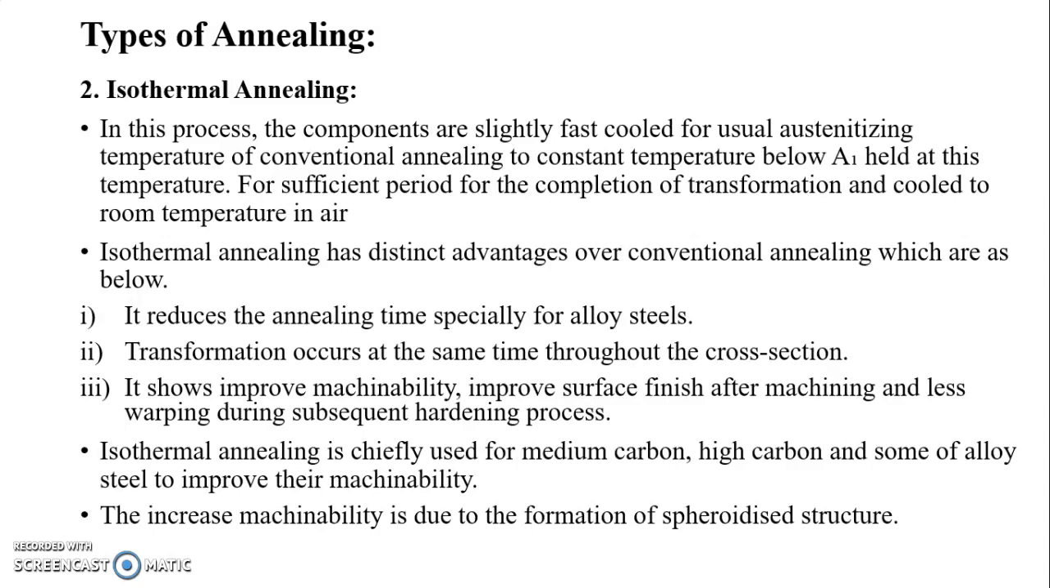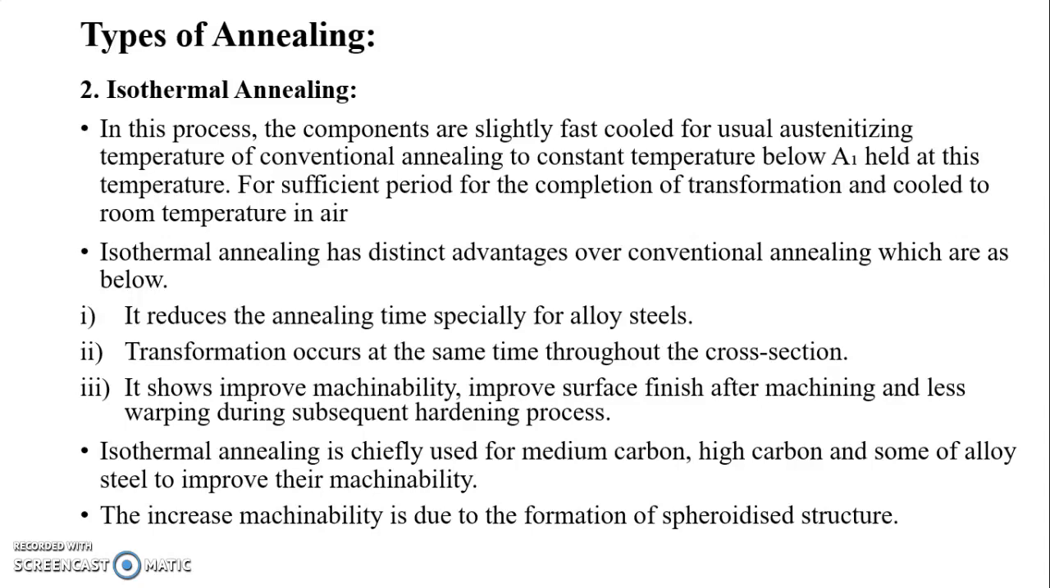In this process, the components are fast cooled from the usual austenizing temperature of conventional annealing to a constant temperature below A1, held at this temperature for a sufficient period for the completion of transformation, and cooled to room temperature in air. Isothermal annealing has distinct advantages over conventional annealing, which are as below. The first is that it reduces the annealing time, especially for alloy steel.